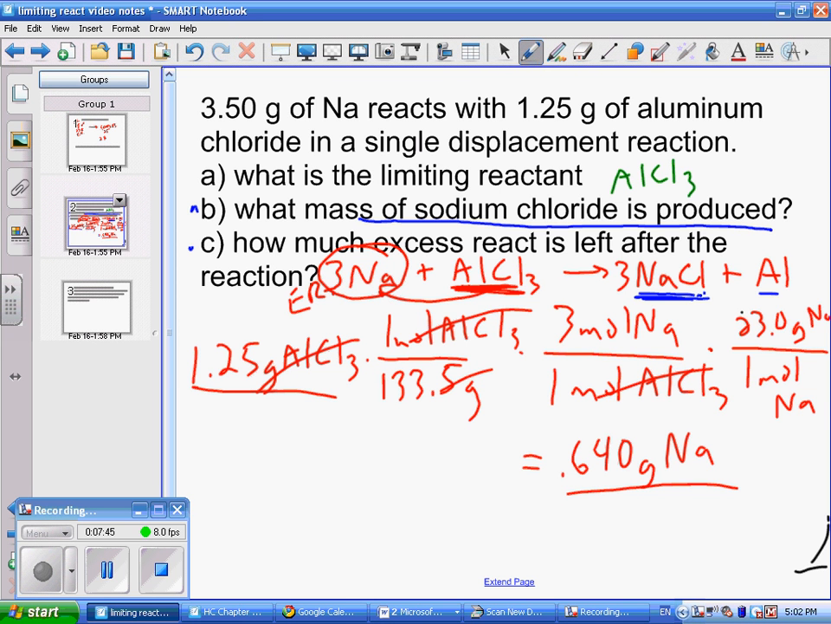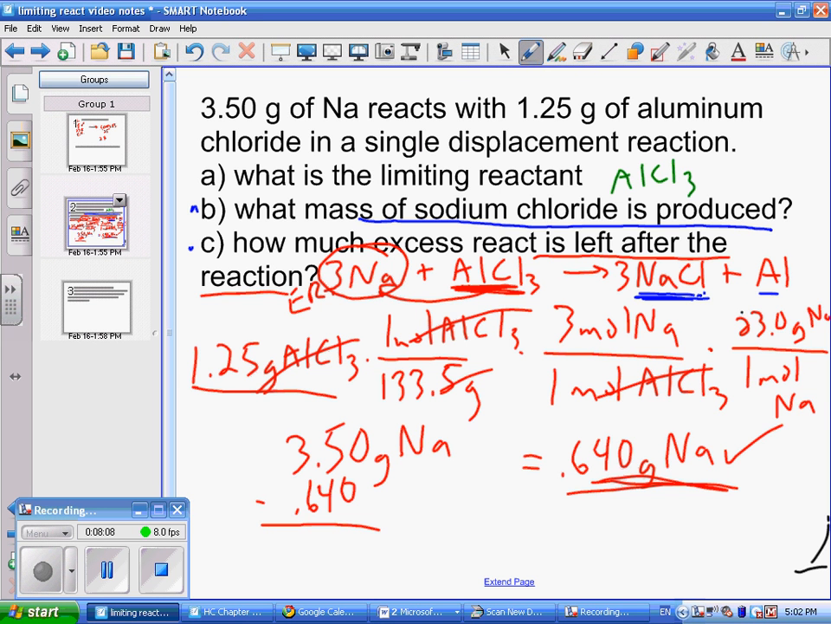Okay, so if the question in letter C says how much did you actually use, how much excess reactant, sodium, you could answer correctly and say 0.64. However, the question says how much excess reactant is left after the reaction. So I was given a whopping 3.50 grams of sodium, but I only actually used 0.64. So I'm going to subtract them. So 3.5 minus 0.64 gives me 2.86 grams of sodium left over after the reaction. Quite a bit left over.